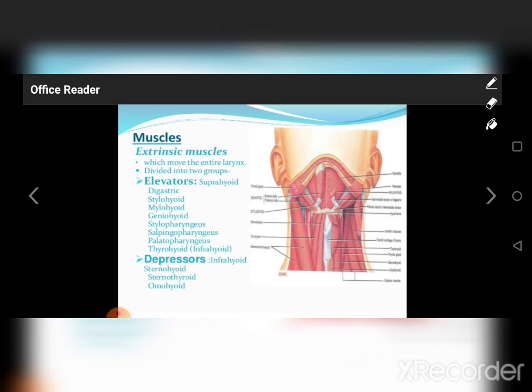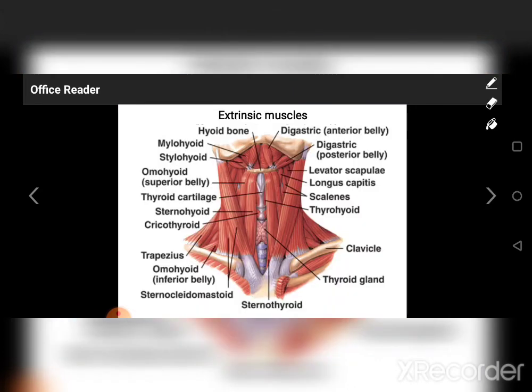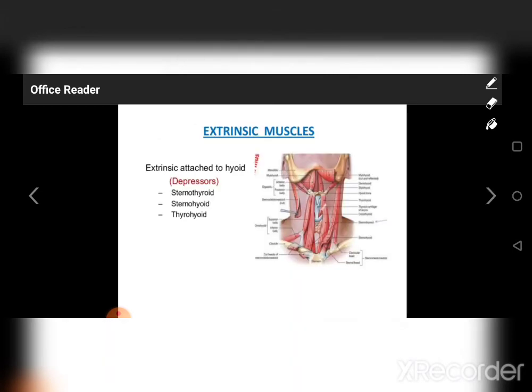Elevators are the suprahyoid muscles, that is digastric, stylohyoid, mylohyoid, geniohyoid, stylopharyngeus, salpingopharyngeus, palatopharyngeus and thyrohyoid. Depressors are all the infrahyoid muscles, that is sternohyoid, sternothyroid, omohyoid. So these muscles are shown in this diagram. So the extrinsic depressors are sternothyroid, sternohyoid and omohyoid.